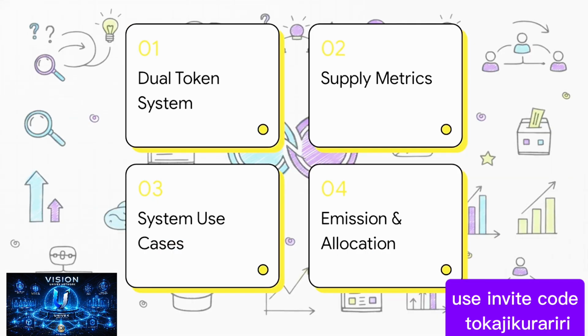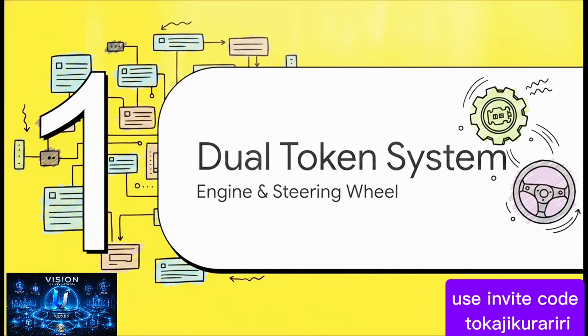Okay, here's our roadmap for this explainer. First, we'll hit the Univex dual token system, then unlocking the supply metrics. Third, we'll compare the system use cases, and finally, wrap up with the emission and allocation rules. Let's get into it. Starting off with Section 1, the Univex dual token system, engine and steering wheel.